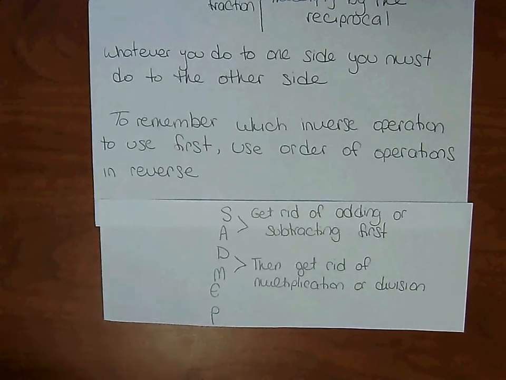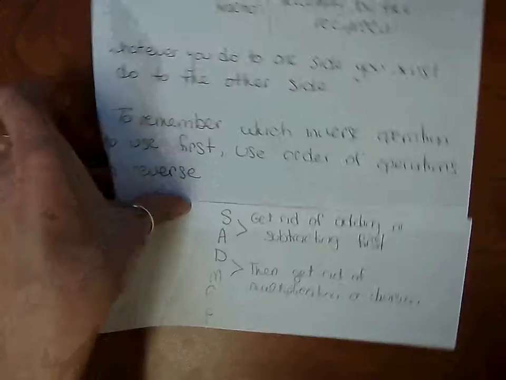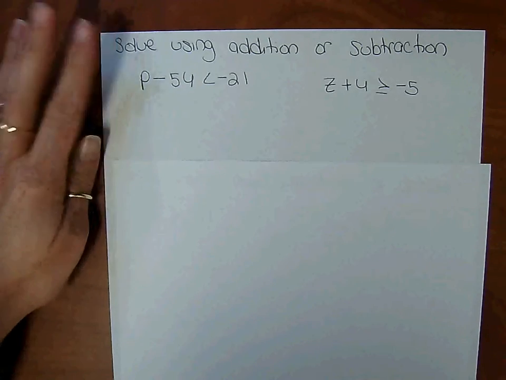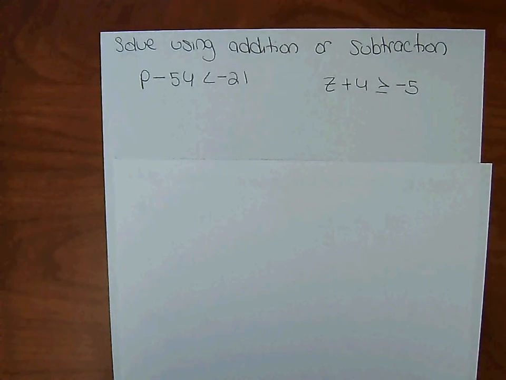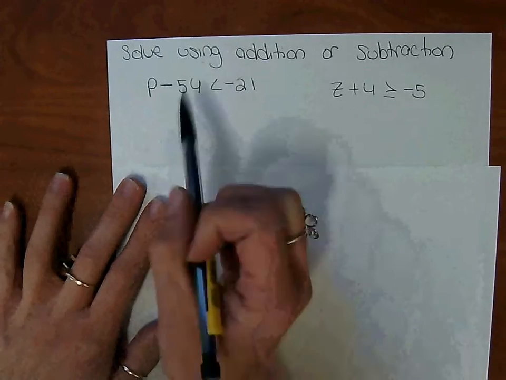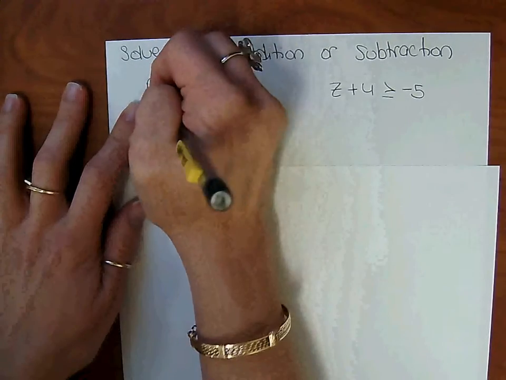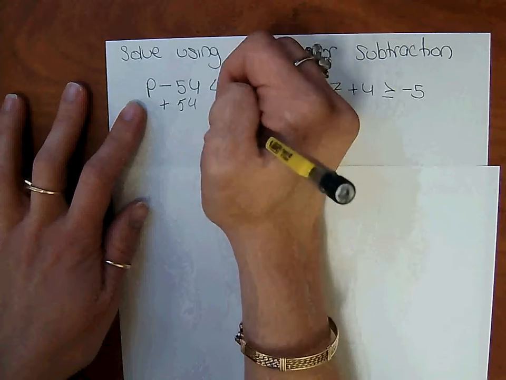Now, I said that solving an inequality is like solving an equation for the most part. And when we're solving using addition or subtraction, it is just like solving an equation. We want to get the variable by itself. We're subtracting 54. So the opposite is to add 54 to both sides.